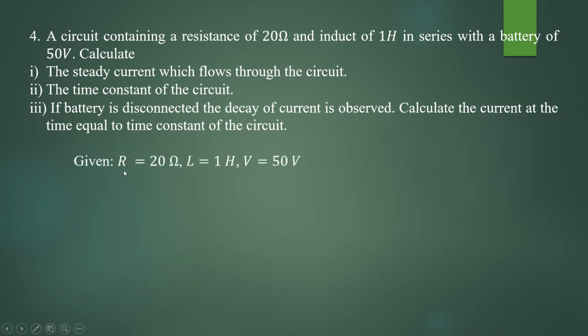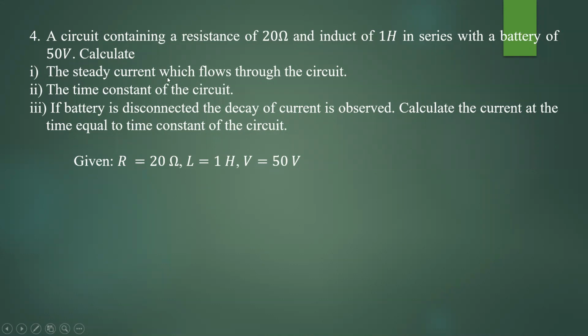What are the given quantities? Write them. Resistance R is equal to 20 ohm, that is given. Inductance L is equal to 1 Henry, that is given. Then voltage of the battery V is equal to 50 volt. So three quantities are given, and one by one we'll try to find out.